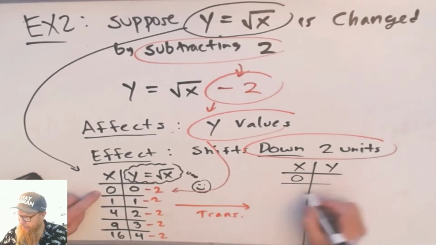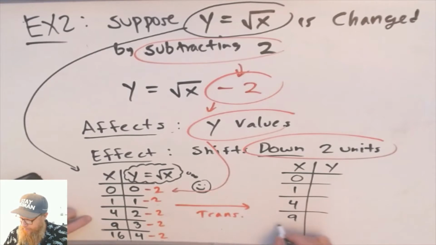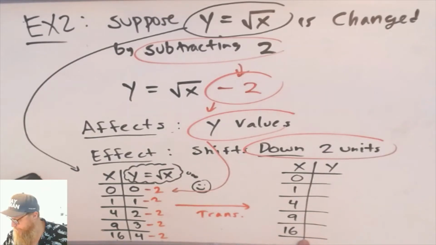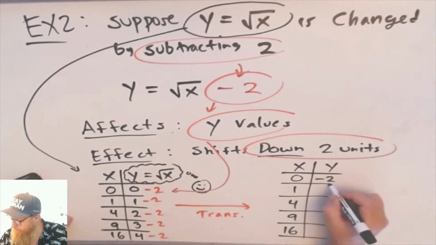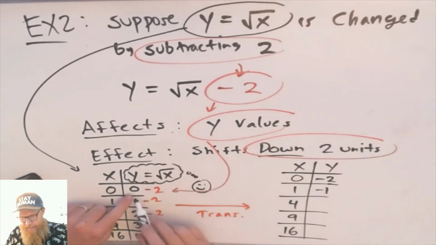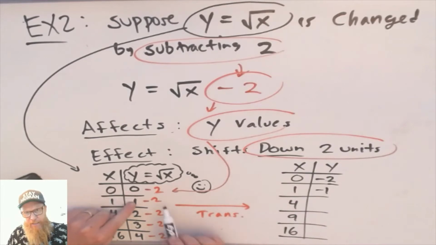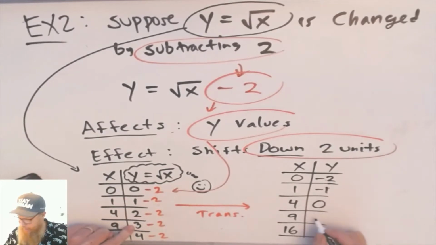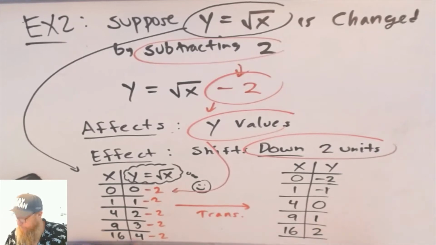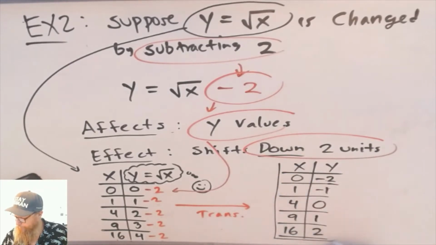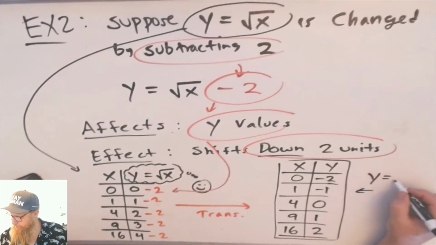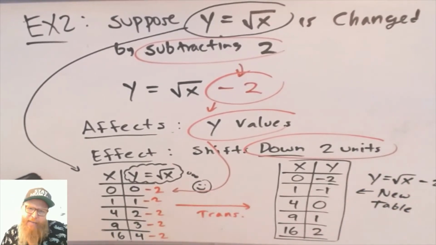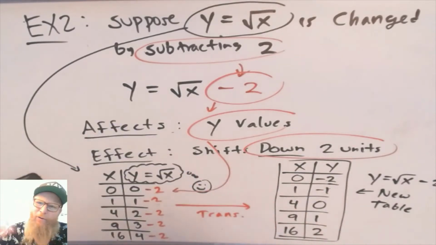Notice the x values have not changed. You might also notice that there are no negative x values, not in the mother function. There could be negative y values because it's been shifted down. So 0 minus 2, that's negative 2. 1 minus 2, that's negative 1. 2 minus 2, that's 0. 3 minus 2, that's 1. And 4 minus 2 is 2. So this is the new table for y equals square root of x minus 2. Or it's not the graph yet, it's the table. But if you have a table, making the graph should be relatively simple.